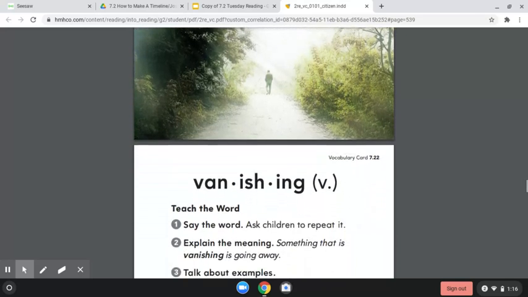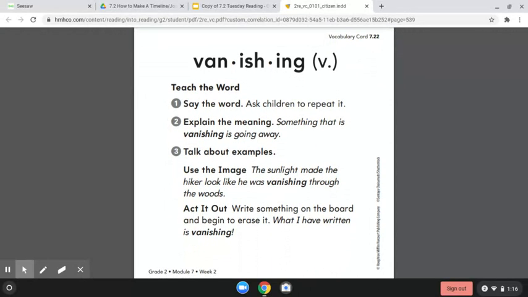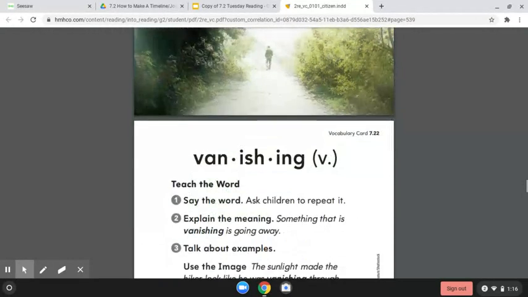Our next one is vanishing. And vanishing is a verb. Let's say it together. Vanishing. Something that's vanishing is going away. So, the sunlight made the hiker look like he was vanishing through the woods. Look right here, it's vanishing.